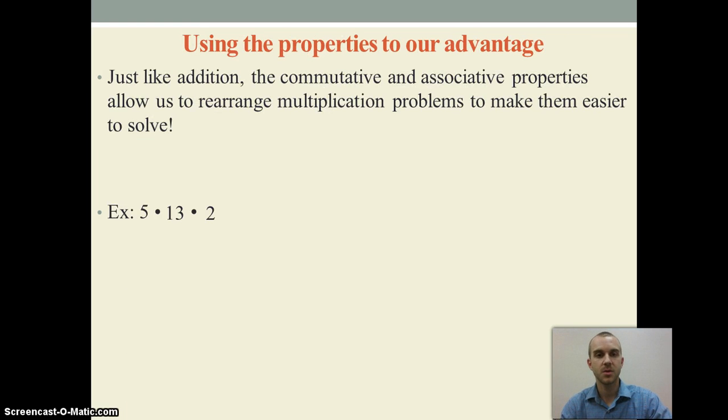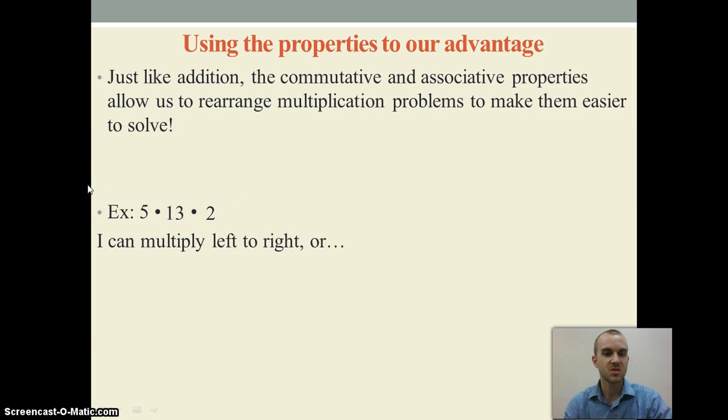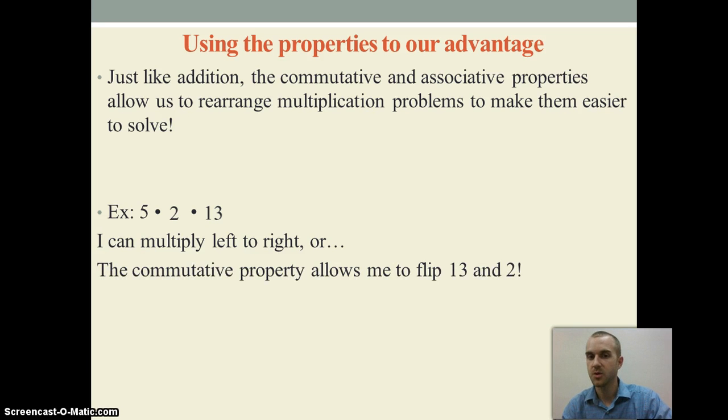Now we can use our properties to our advantage. Just like in addition, knowing that we have the commutative and associative properties allows us to rearrange problems that are solely addition and solely multiplication to make them easier to solve. For example, with 5 times 13 times 2, I can multiply left to right like I would in any other problem. Or to simplify this problem, I could use the commutative property and flip the 2 and the 13 around. And that's perfectly legal because of the commutative property. 2 times 13 is the same as 13 times 2.